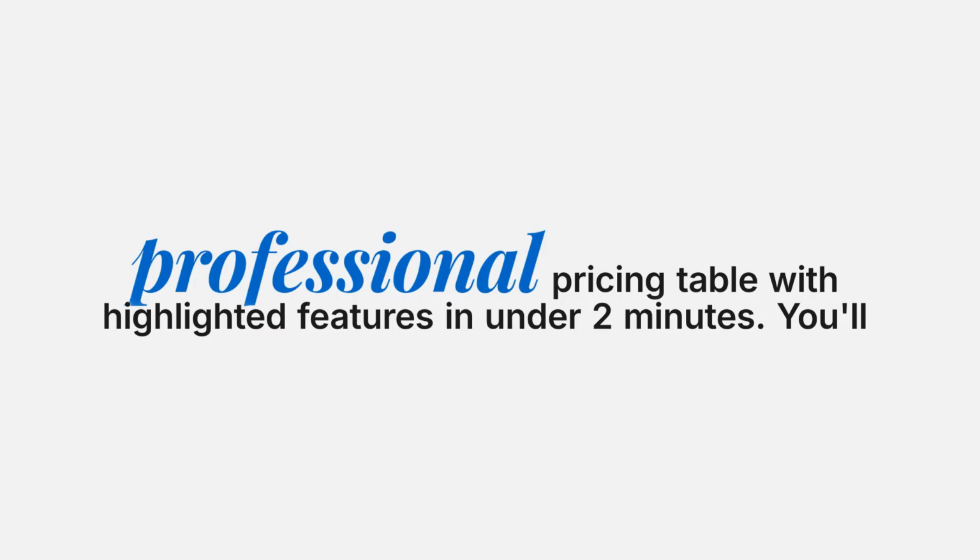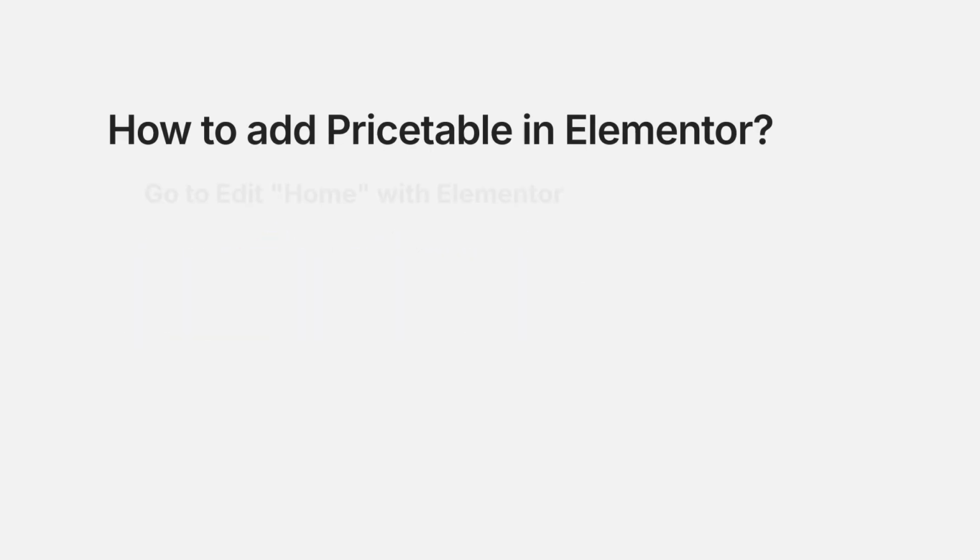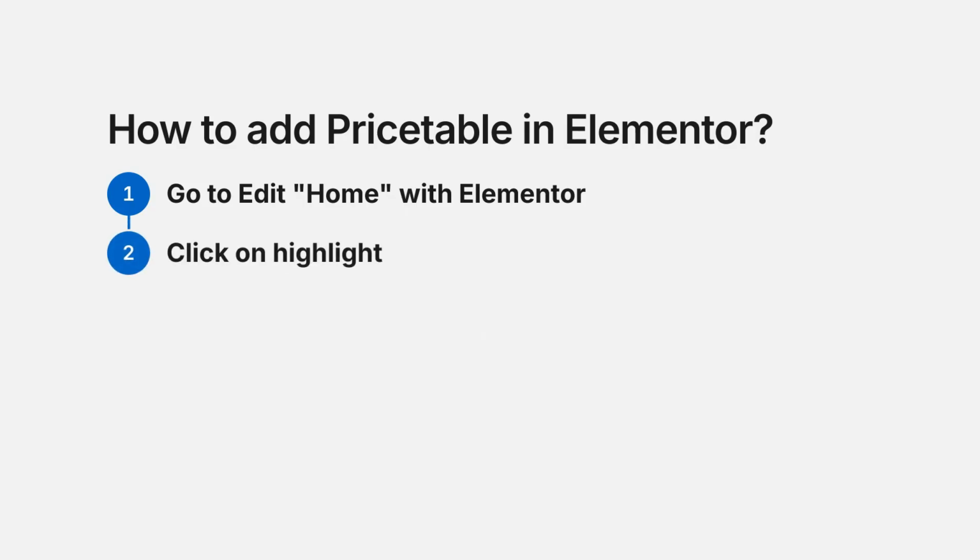Are you tired of hunting for a price table widget in Elementor? Add a professional pricing table with highlighted features in under 2 minutes. You'll find the price table under the Pro tab. Then click Upgrade to unlock highlighted columns and action buttons. Let's go step by step.